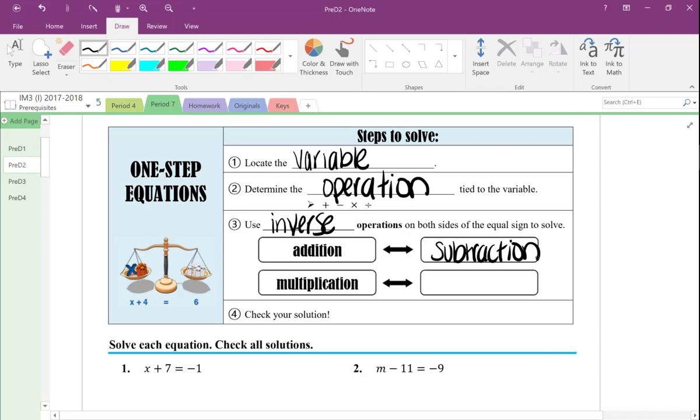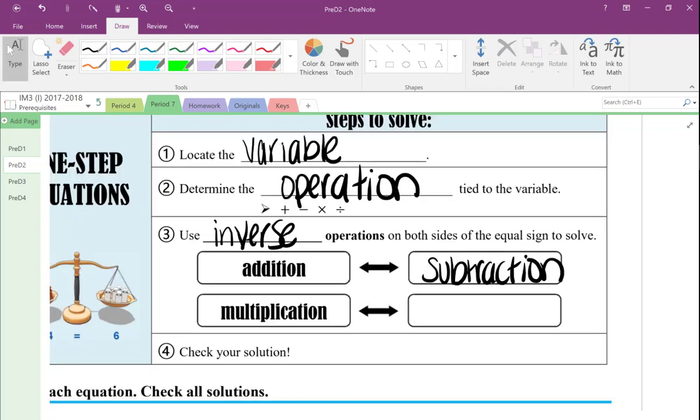Can you guys see this okay? What's the inverse operation of multiplication then? Divide, thank you. Awesome sauce. Then obviously you can check your solution.